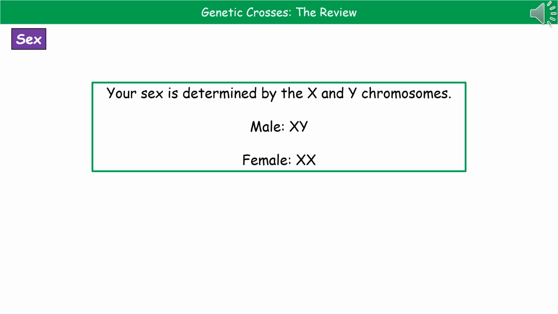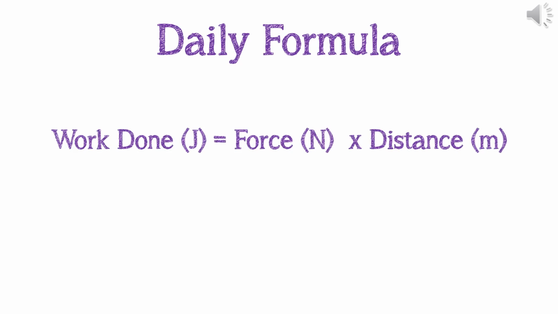Quick reminder then of today's daily formula, which is the work done in joules is the force in newtons times the distance in meters.